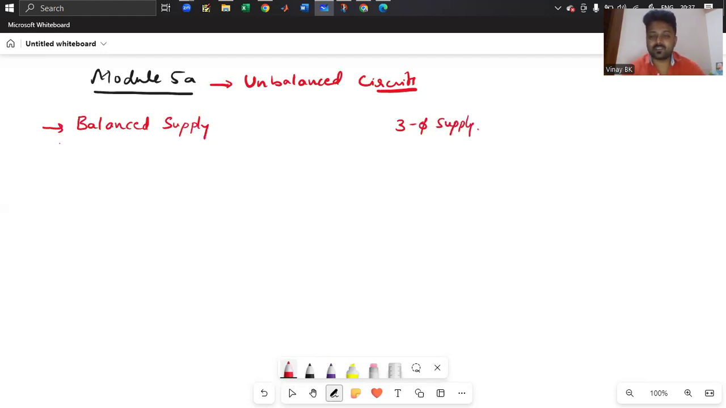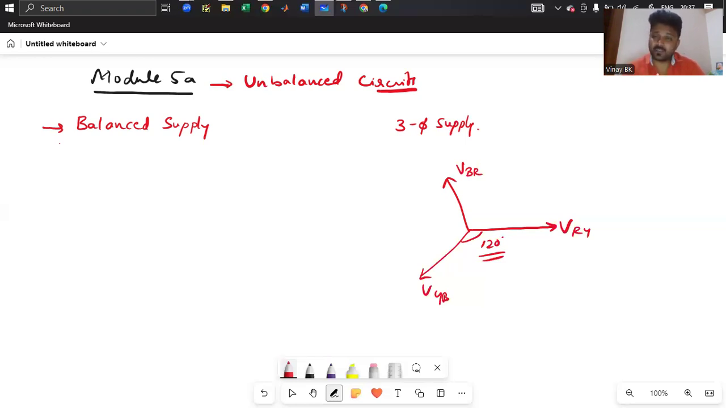Three-phase supply means it is having three voltages with the same magnitude, or else different magnitude. The voltages which have the same magnitude but a phase difference of 120 degrees apart, you can call that three-phase supply. Suppose we consider line voltages VRY, VYB, VBR. If all three voltages have a phase difference of 120 degrees, then you can call that three-phase supply.